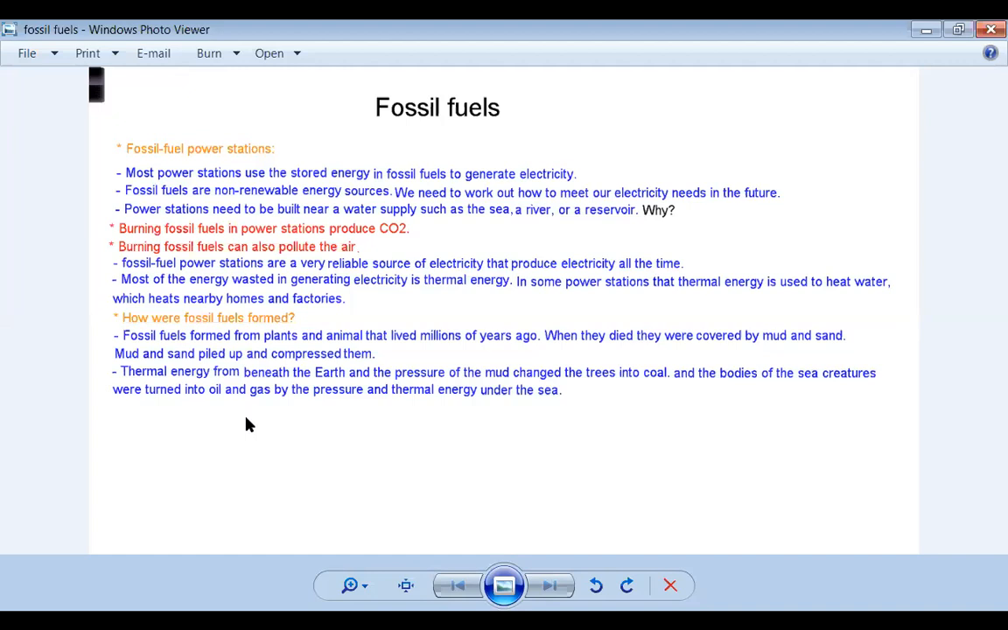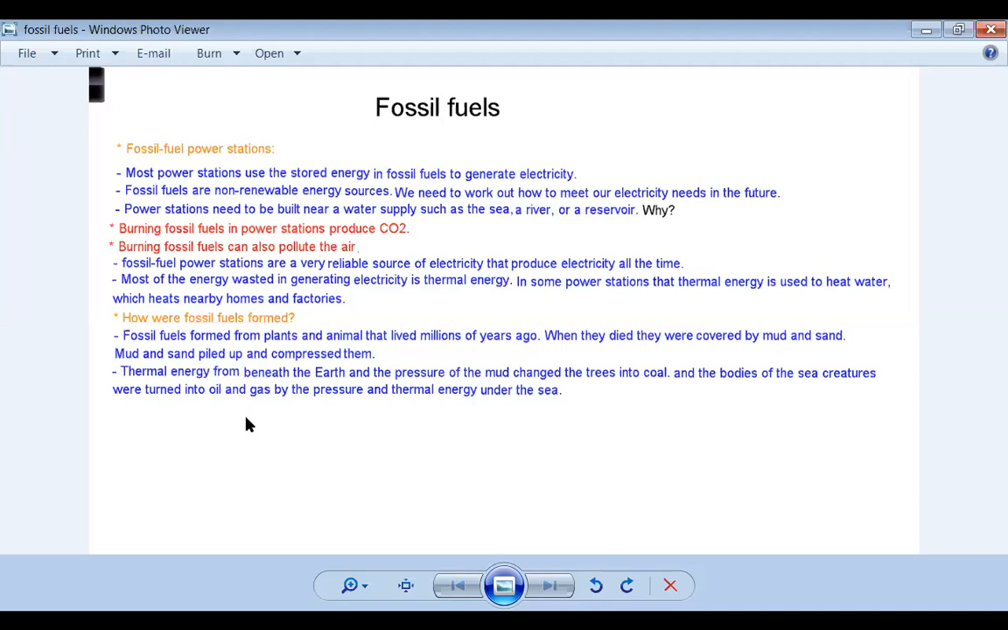So this was all about fossil fuels. The summary says that in fossil fuel power stations, the fuel is burnt to turn water into steam. This steam turns the turbine, which turns a generator to generate electricity. Burning fossil fuels can produce carbon dioxide and other gases, of course. Coal, oil, and gas are the remains of plants and animals that lived millions of years ago. So these are fossil fuels.